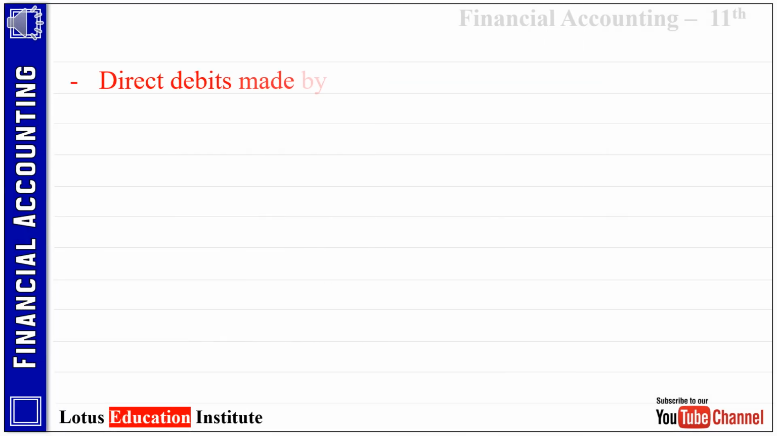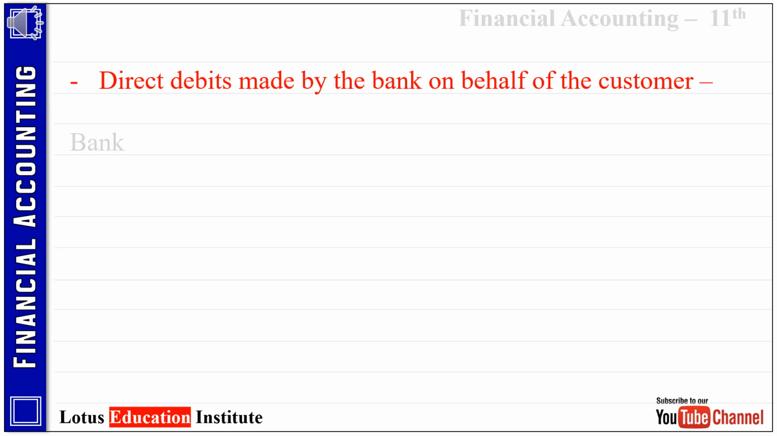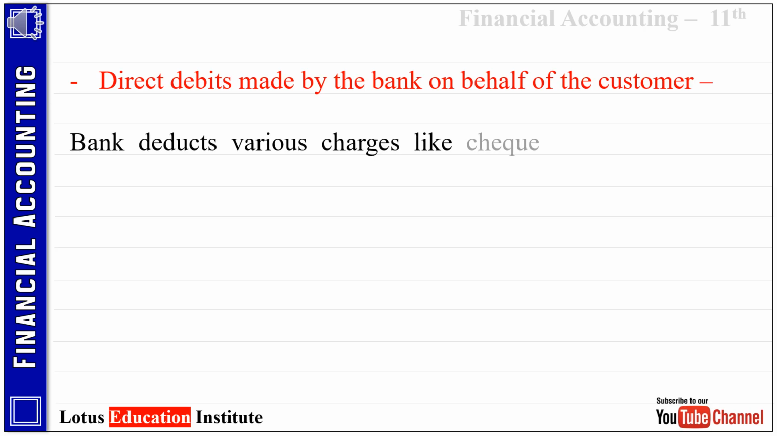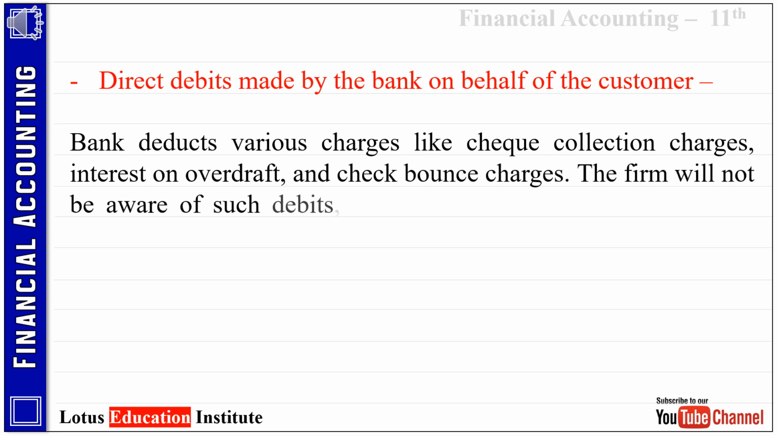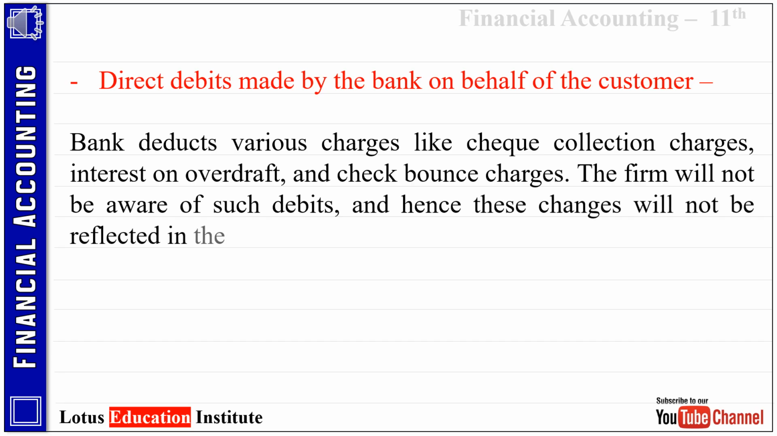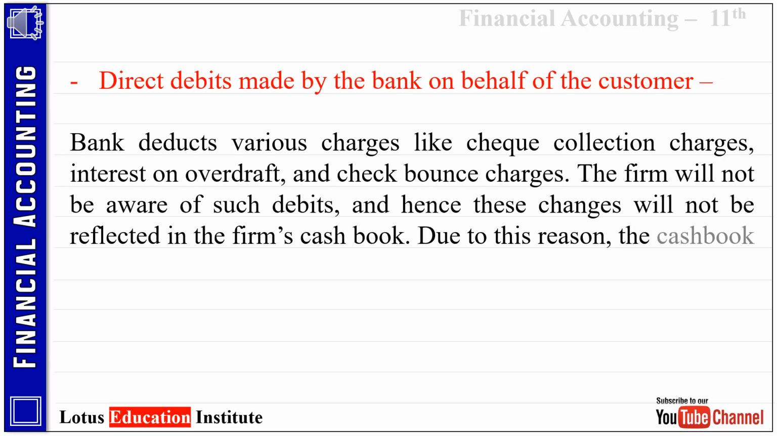Direct debits made by the bank on behalf of the customer. Bank deducts various charges like check collection charges, interest on overdraft, and check bounce charges. The firm will not be aware of such debits, and hence these charges will not be reflected in the firm's cash book. Due to this reason, the cash book will not be in sync with the passbook.